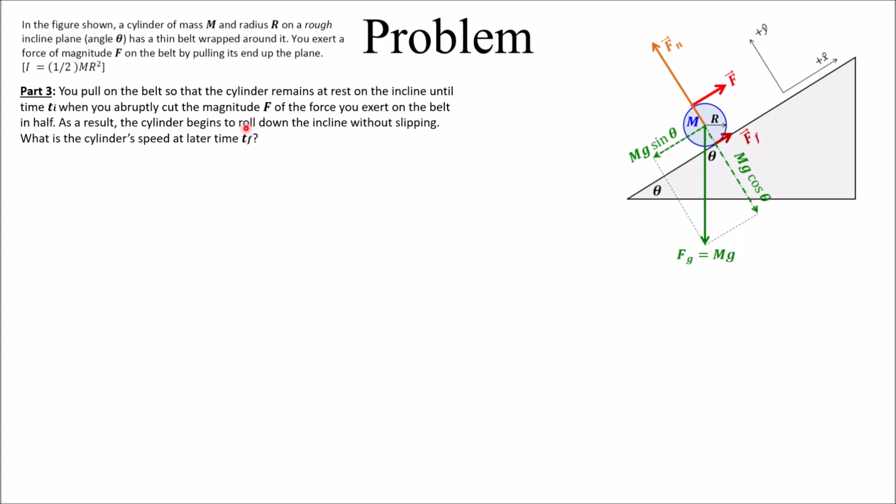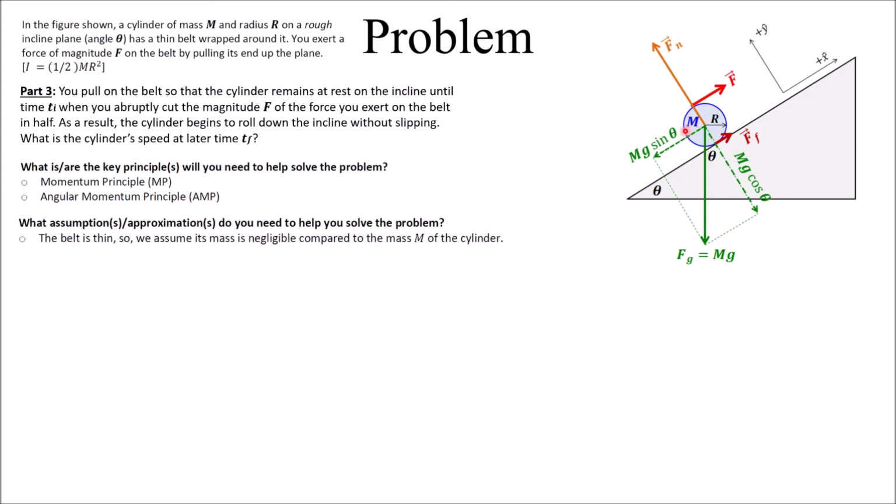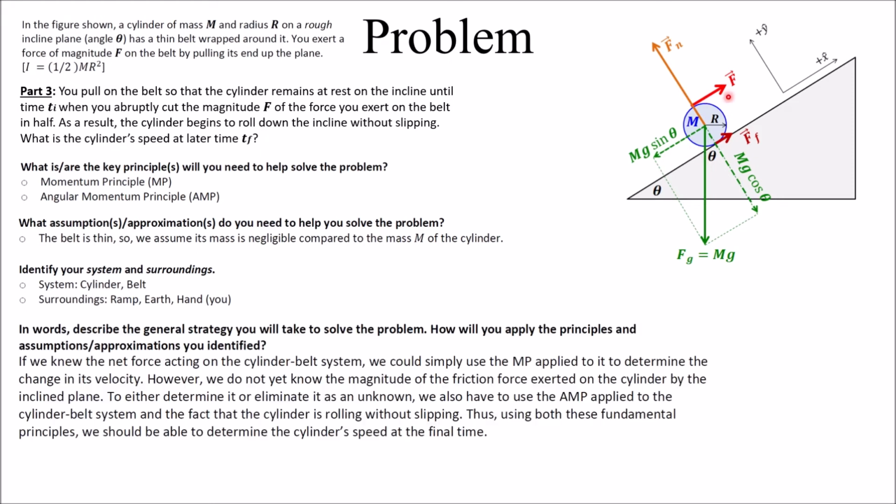Now we are going to basically cut the magnitude of the force in half. And so we're going to use the momentum principle and the angular momentum principle. And we're also going to assume again that the belt is thin and we don't have to worry about the mass. The system is the cylinder and the belt. The surroundings is the ramp, the earth, and you.